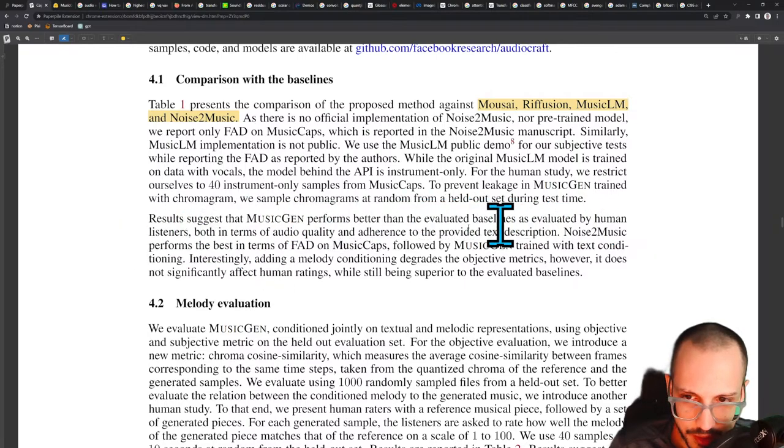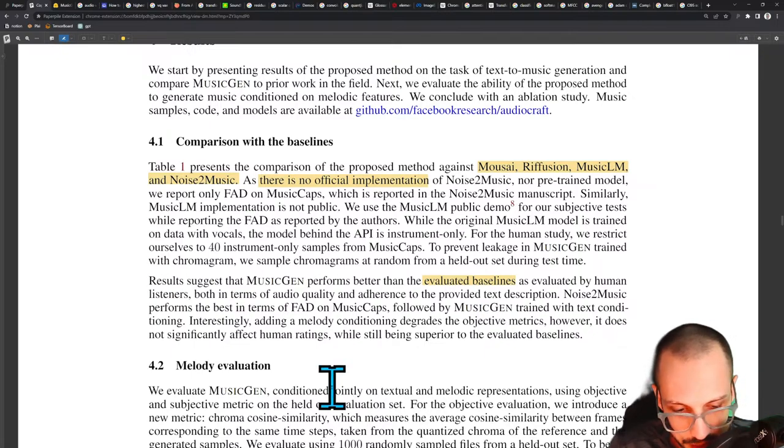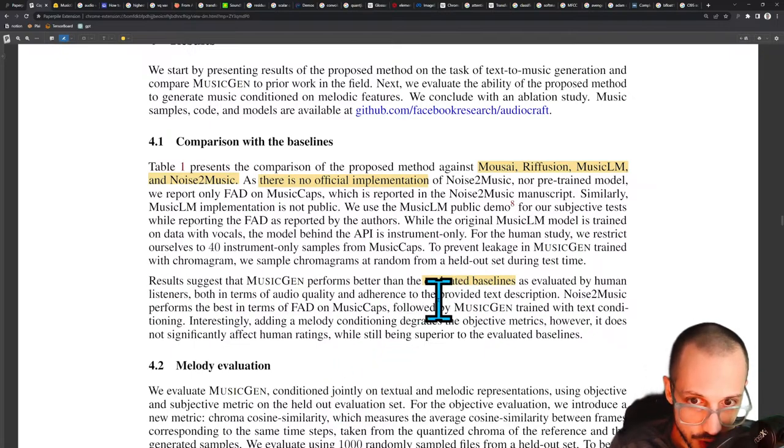MusicGen performs better than the evaluated baselines, but it's the implementations of the evaluated baselines. And this is a problem too, that sometimes when there's no official implementation and you re-implement it yourself, you're doing a quick and dirty implementation, so your implementation is not as good as the original author's implementation. So if you're using your own re-implementation of somebody else's stuff as a baseline, that's not necessarily a faithful reproduction, right? And it could be the case that if you use the official author implementation of Noise2Music, it would actually be better. But your shoddy implementation of it is worse than yours.